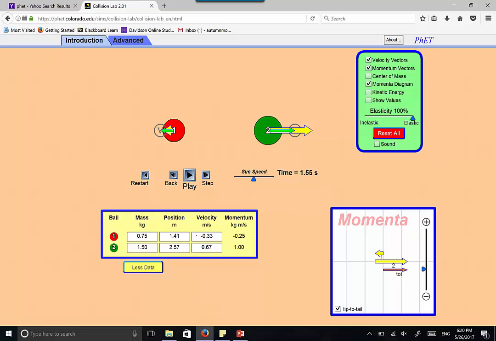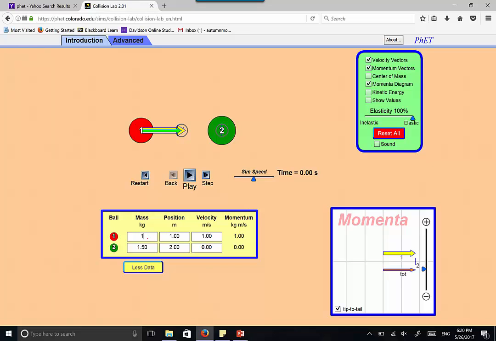And the second ball has a velocity of 0.67. Its momentum is now 1. The other ball's momentum is a negative 0.25. So 1 plus a negative 0.25 is 0.75, still the same total momentum as what we had to begin with. We can change this around a little bit. Let's reset this. Let's make it so that we increase the mass of the first object to 1, and everything else will stay the same.